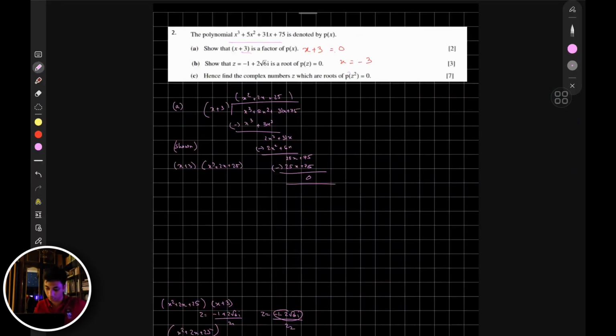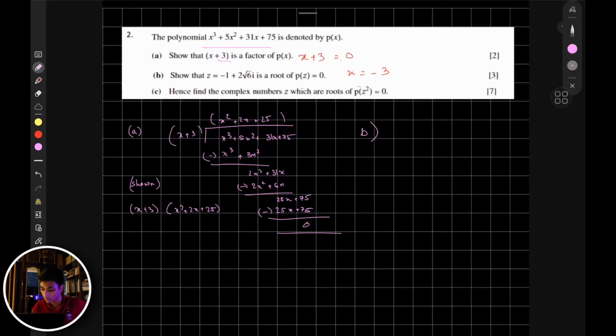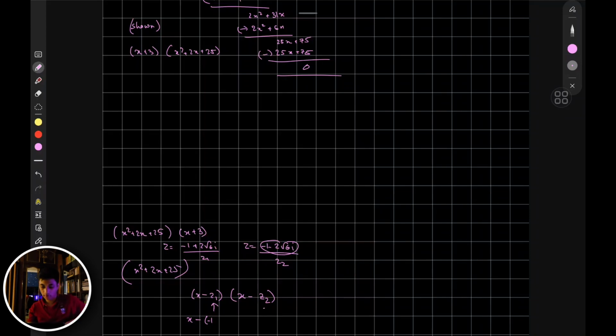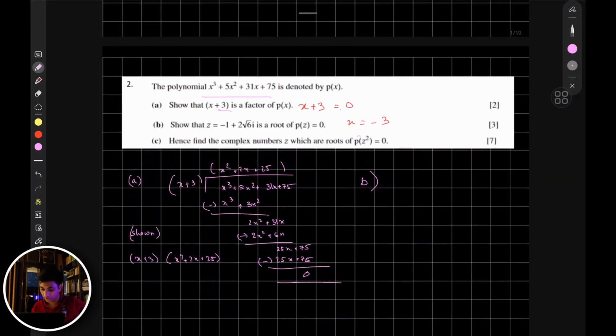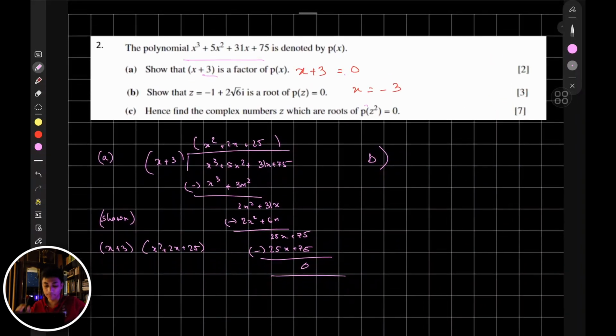All right. What is B? What is B? Okay, C is a big question. Anyways, B. What is B? Show that Z is minus 1 plus 2 root 6i is a root of P of Z.